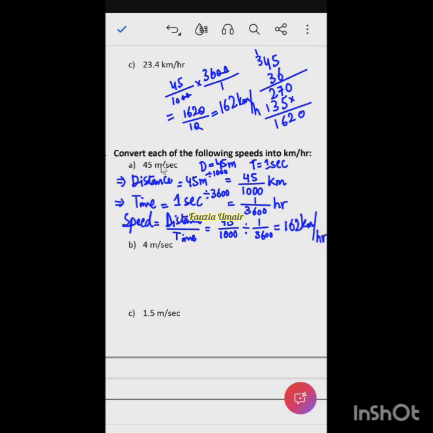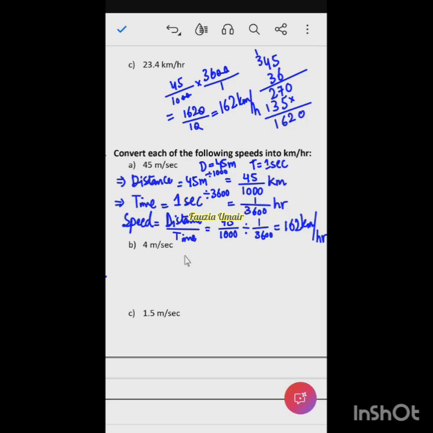Right? If 45 meters are covered in 1 second, then in 1 hour, 162 kilometers will be covered, right? Is it clear? Is the method clear?